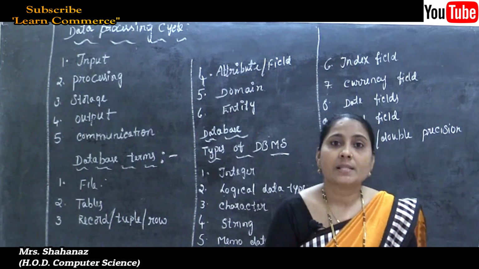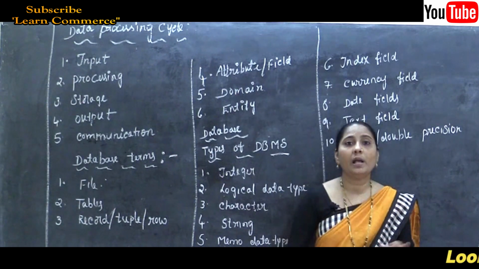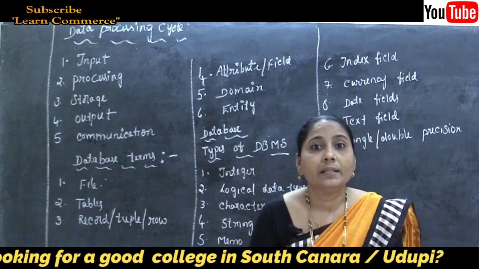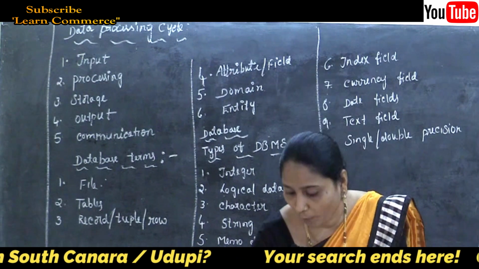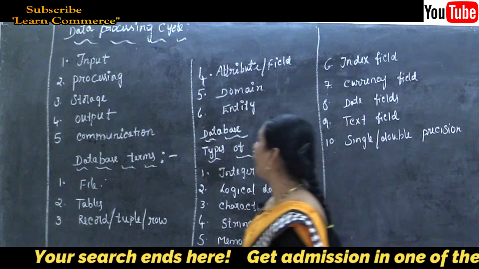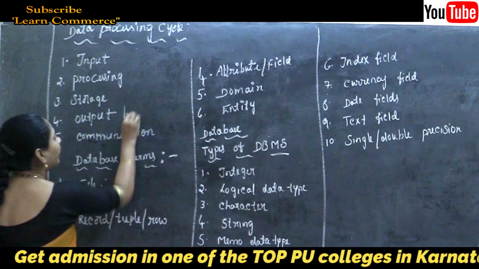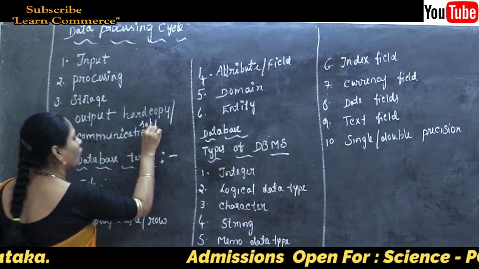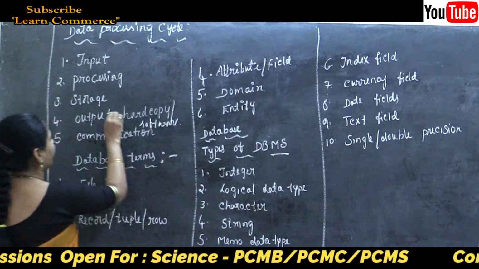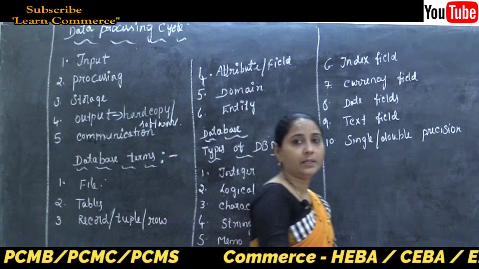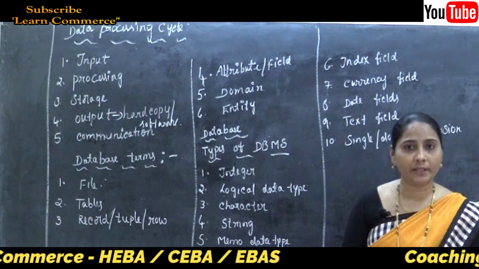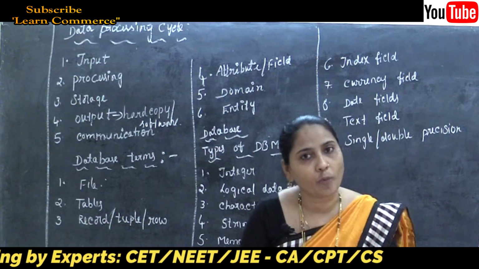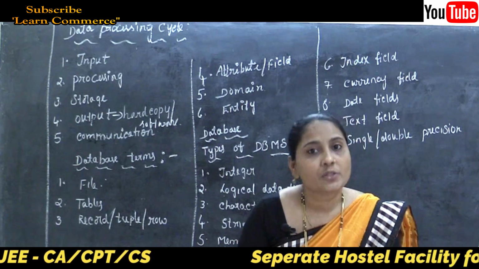And finally, some output can be animated with sound, images, pictures, or the result may be in the form of reports. That means sometimes the report is created as a hard copy or a soft copy. Clear this point here? This is also called the output. So finally, the result may be in the form of reports, and such reports are created as hard copy and also soft copy.